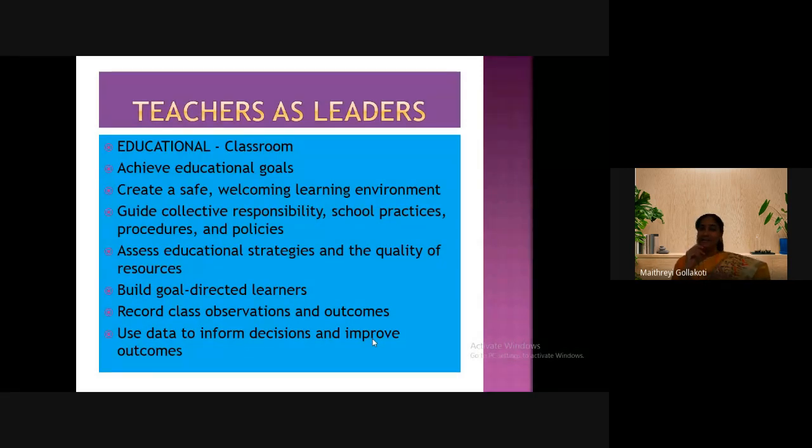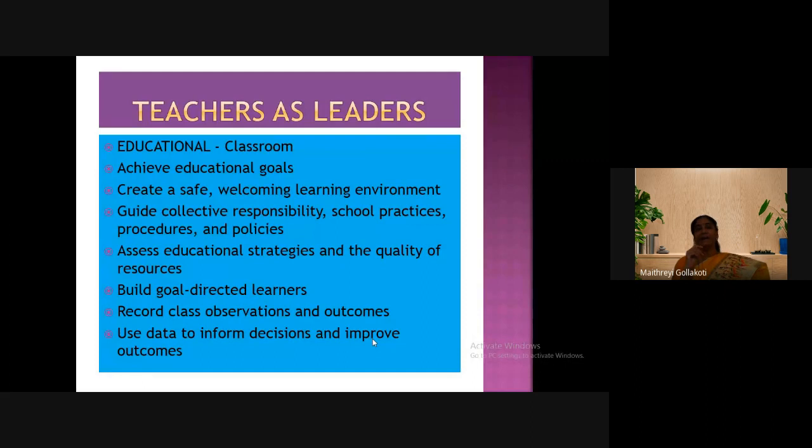Now, next, create a safe, welcoming learning environment. Now, this speaks about inclusivity. Always make students feel comfortable with you. Yeah, don't make them scared of you. That may work for some time, but in the long term it becomes difficult. So please don't scare them. Make them come to you with any problem. Make them feel safe and make them feel that you are approachable.